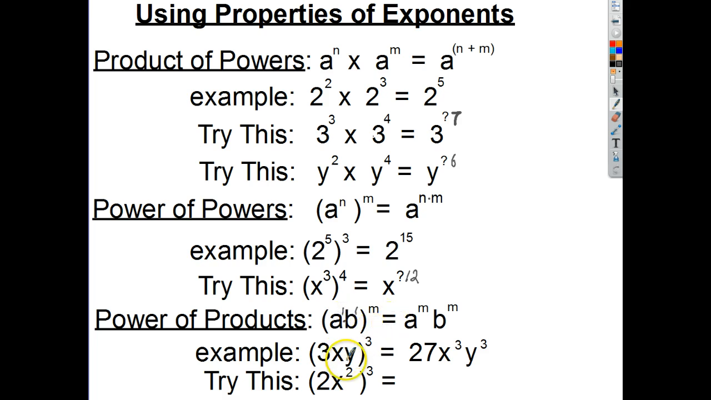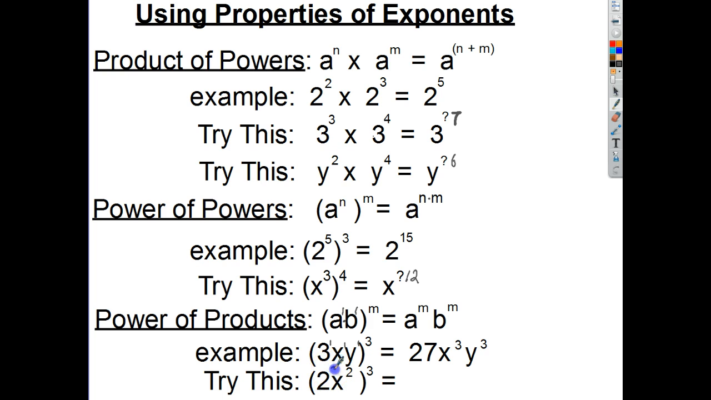Okay, so here's our example. 3xy all raised to the 3rd power. Okay, so we're going to go ahead and visually put these 1's in here. And you'd have to multiply each of those exponents by 3. So 3 to the 3 times 1, or 3 to the 3rd power, and that's what 27 is. And x to the 1 times 3, 3. y to the 1 times 3, 3. We get 27 x cubed y cubed. You try this one.